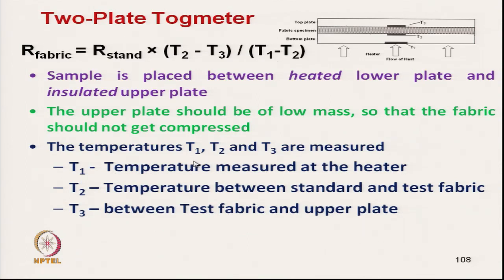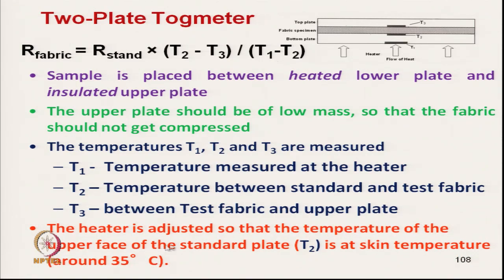The temperatures T1, T2 and T3 are measured. T1 is the temperature measured at the heater, T2 is the temperature between the standard plate and the fabric, and T3 is between the test fabric and the upper plate. The heater is adjusted so that the temperature of the upper face of the standard plate, T2, is exactly the same as the skin temperature, which is around 35 degrees Celsius.